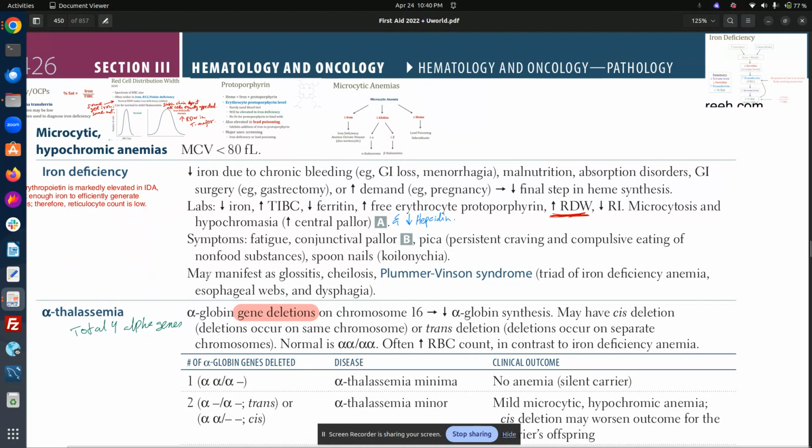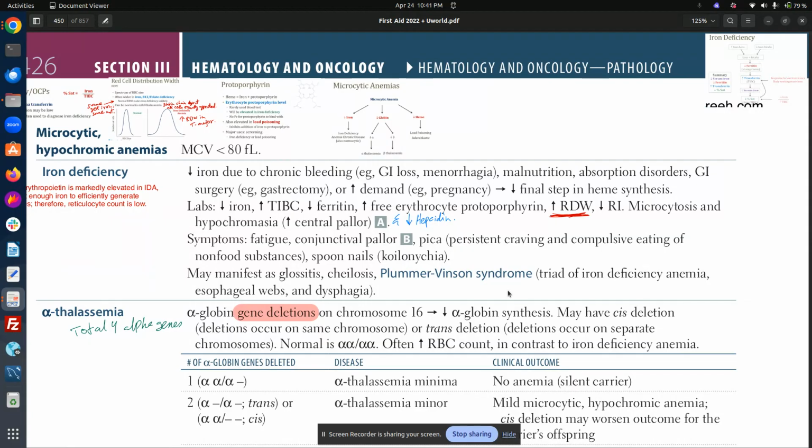Iron deficiency may manifest as glossitis, cheilosis, and Plummer-Vinson syndrome. Plummer-Vinson syndrome is a triad; I remember this triad as DIE: dysphagia, iron deficiency anemia, and esophageal webs. A triad of dysphagia, iron deficiency anemia, and esophageal webs is called Plummer-Vinson syndrome.